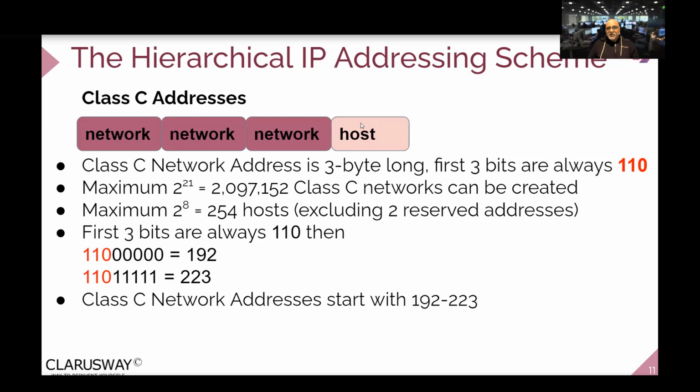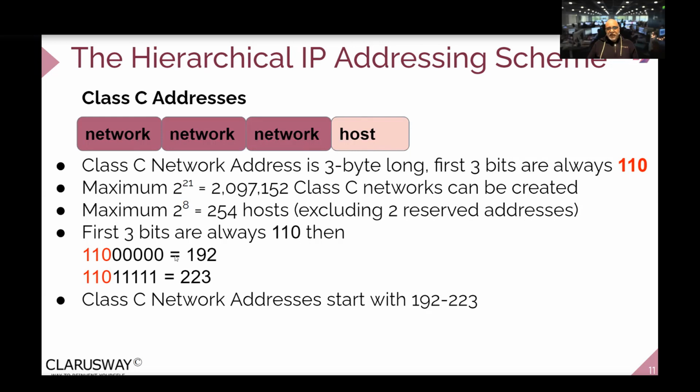Again, these are going to be small networks. I can have 254 hosts because I have 8 bits. So 2 to the 8 is 254. Oh, sorry, it should be 256. And I'm going to subtract the 2 reserved, which is going to give me 254.